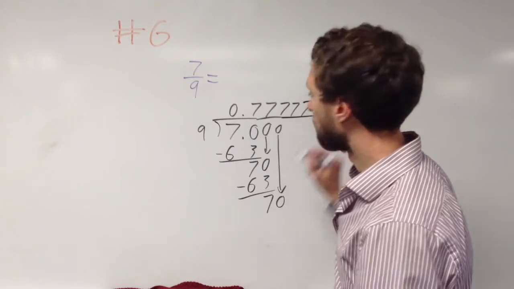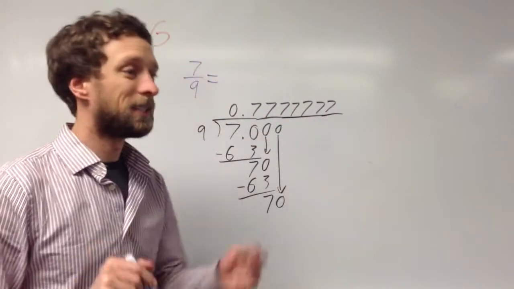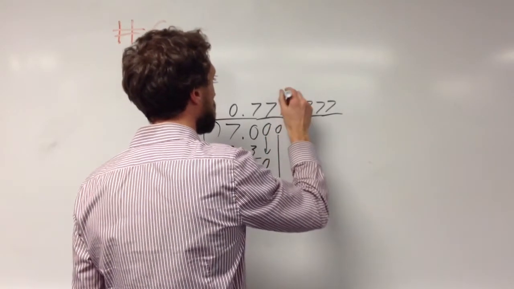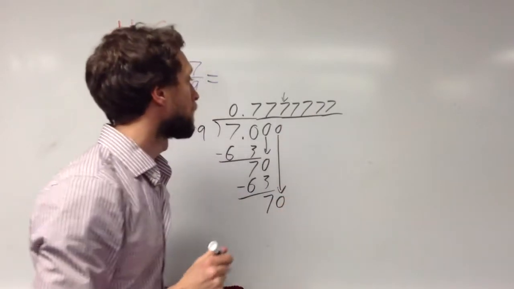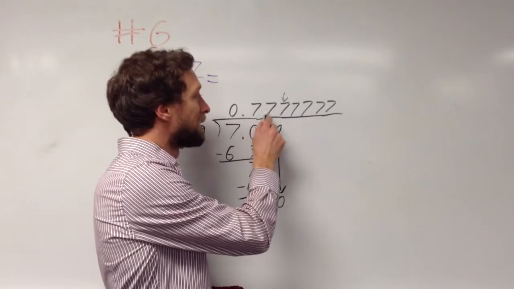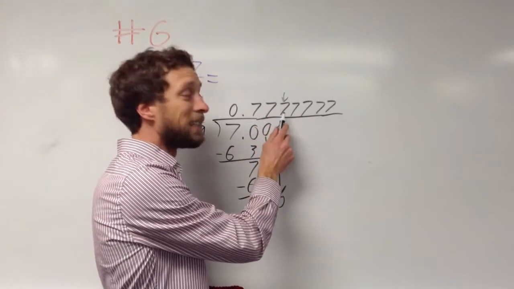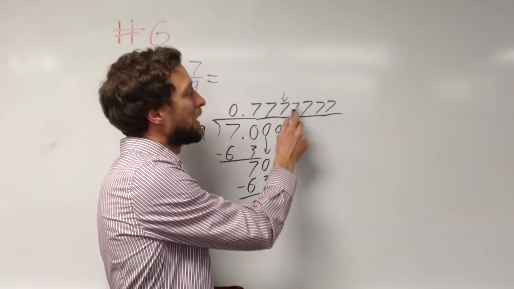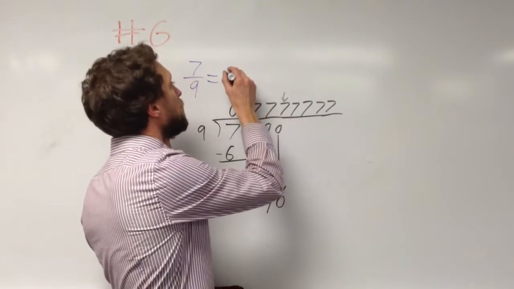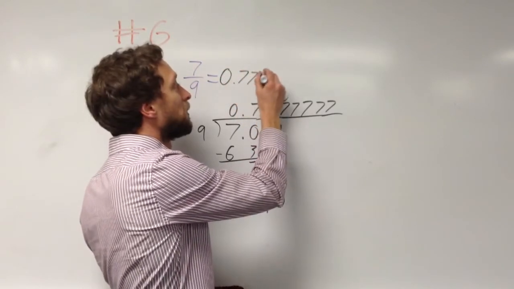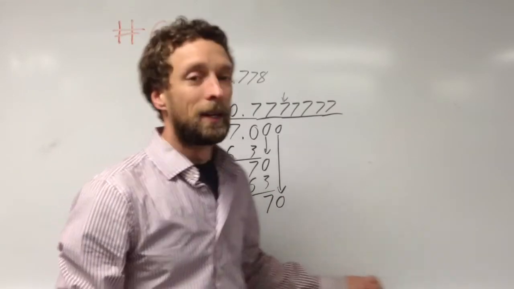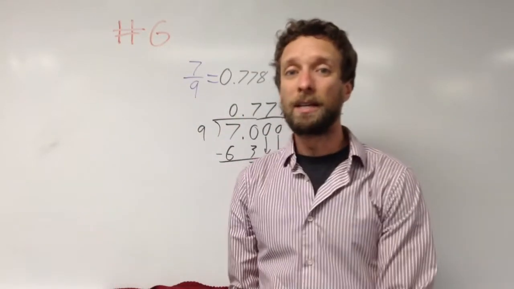7, 7. Now if I want to round this to the nearest thousandths place, this is my decimal. Here is the thousandths place. Now rounding to the nearest thousandths place, is this closer to 0.777 or 0.778? Well, because this number in the 10 thousandths place is a 7, we know it's actually closer to 0.778. So as a decimal, we can express that 0.778.